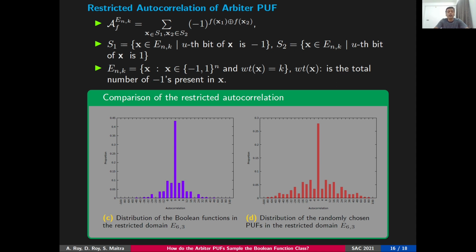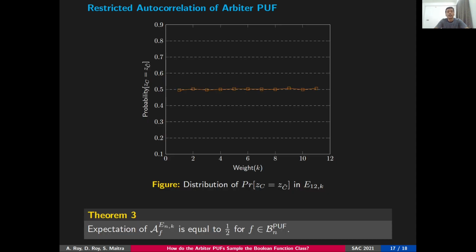And we have plotted the autocorrelation distribution for the set of all Boolean functions and the Boolean functions generated from a 6 length PUF. And you can see that these two distributions are very close to each other. So that means this autocorrelation or restricted autocorrelation property is improving in a restricted domain for the PUF. In fact, if we plot the probability of Zc equal to Zc tilde for different c and c tilde belonging to the set E12k, where 12 is the length of the PUF and k is the weight of the input, then you can see that the probability is very close to 0.5.